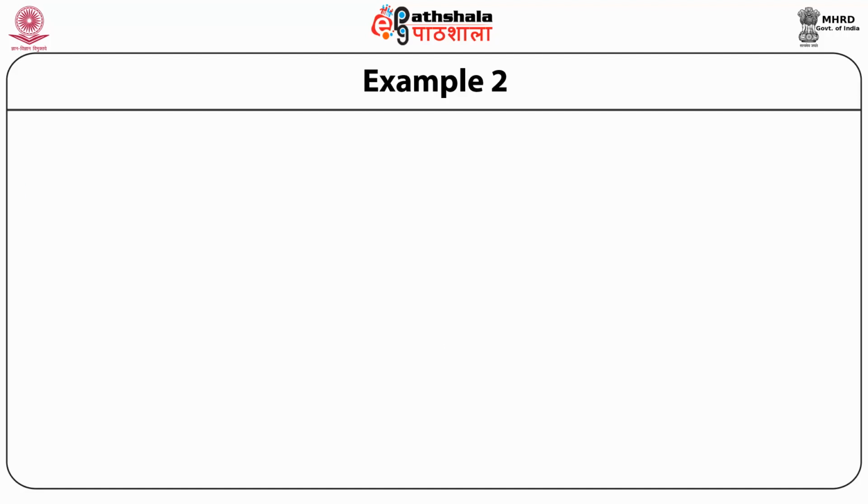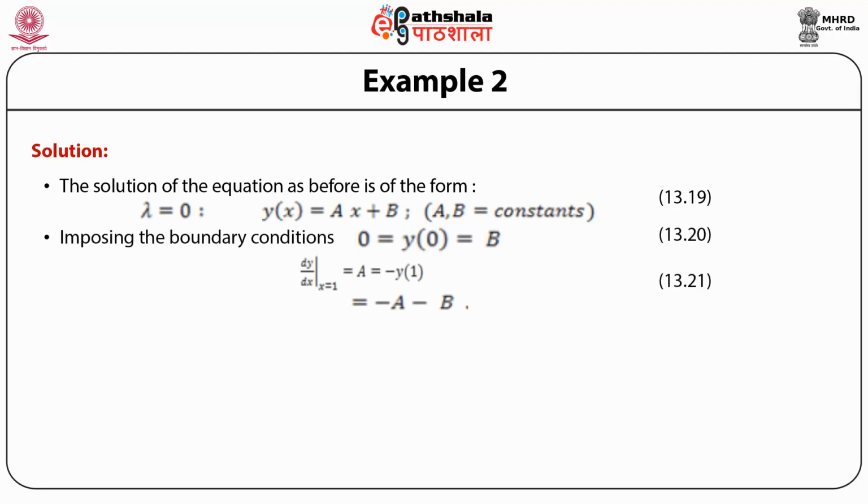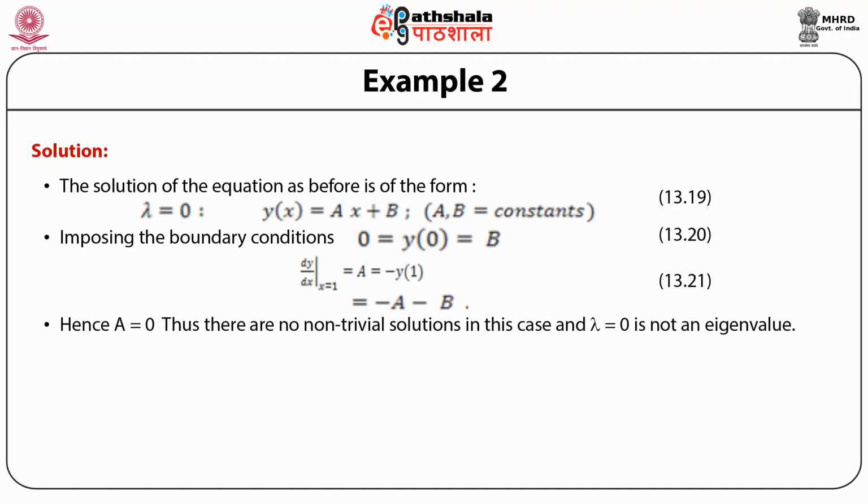For lambda is equal to 0, the solution of the equation as before is y of x equal to ax plus b, where a and b are some arbitrary constants. When we impose the boundary condition that y of 0 is equal to 0, that means b is equal to 0, and the derivative dy by dx being equal to a, so dy by dx at x is equal to 1 is equal to a, so a is equal to minus y of 1. Hence, when we apply the boundary condition, a is equal to 0. Thus, there is no non-trivial solution in this case, and lambda is equal to 0 is not an eigenvalue.